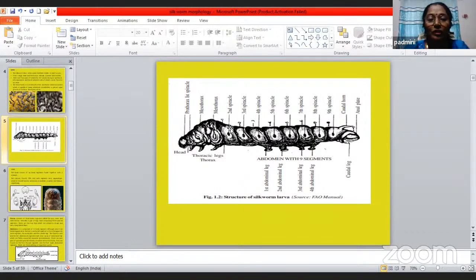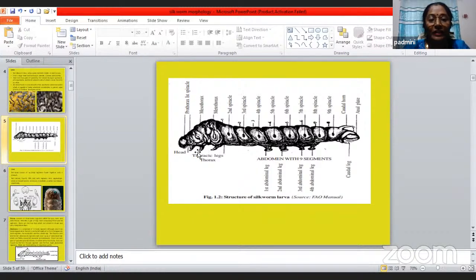So you have those 2nd, 3rd, 4th, 5th, 6th, 7th, 8th, 9th spiracles over there. And at the end, you have a caudal horn and the anal papillae. And of course, you can find a caudal leg, 1 pair of legs. And you have 4 pairs of legs at the abdominal segments, from the 6th to 8th segment. And then you have those thoracic legs over here, 1 on each of the thoracic segments.